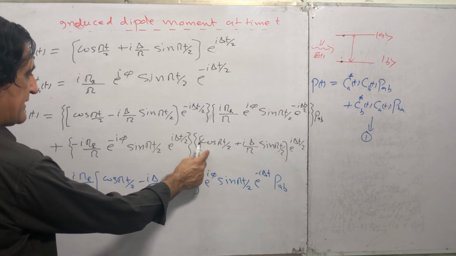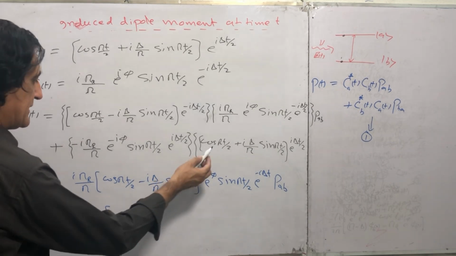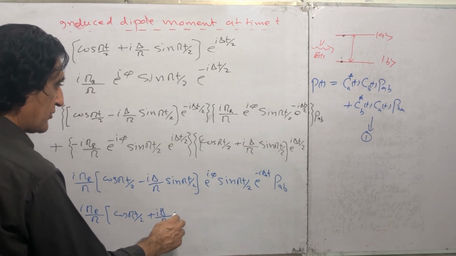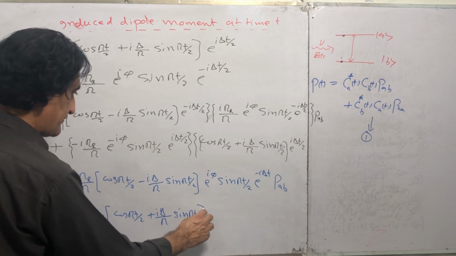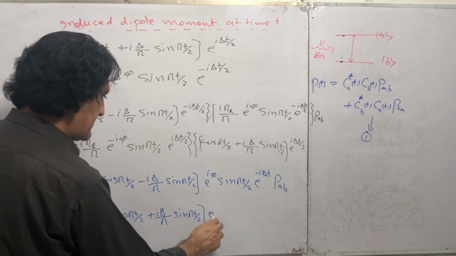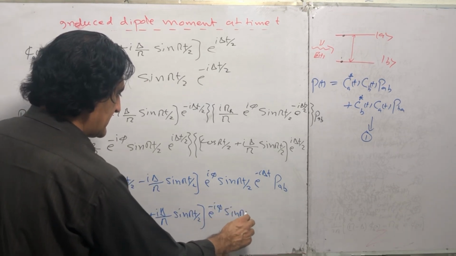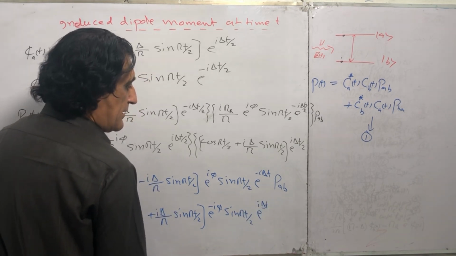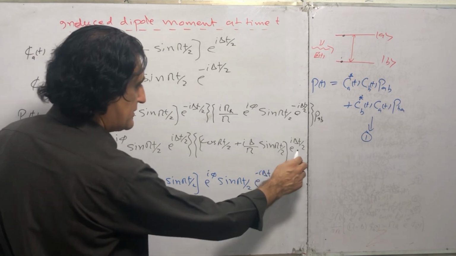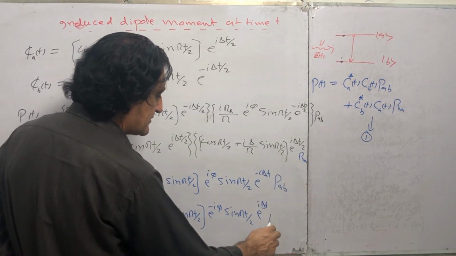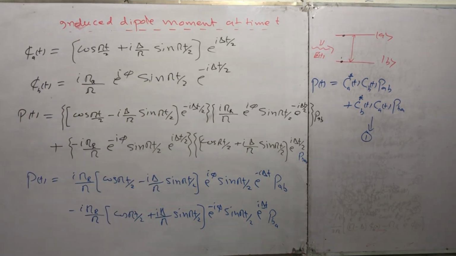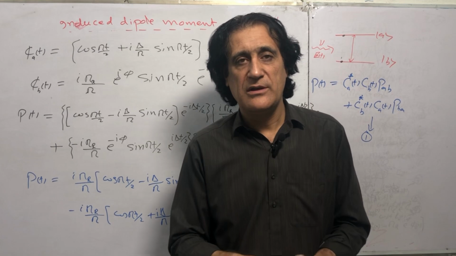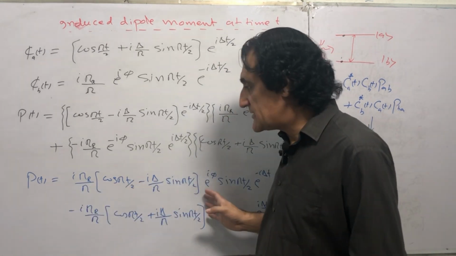And if I take this term first, because this is in multiplication, so cosine omega t divided by 2 plus iota delta divided by omega sine omega t divided by 2 and e to the power minus iota phi sine omega t divided by 2. And exponential this multiplied with this, we can get iota delta t, and P_BA here. So this is the final expression: the induced dipole moment generated between two levels, and how this is evolving with time. So this is the final expression.